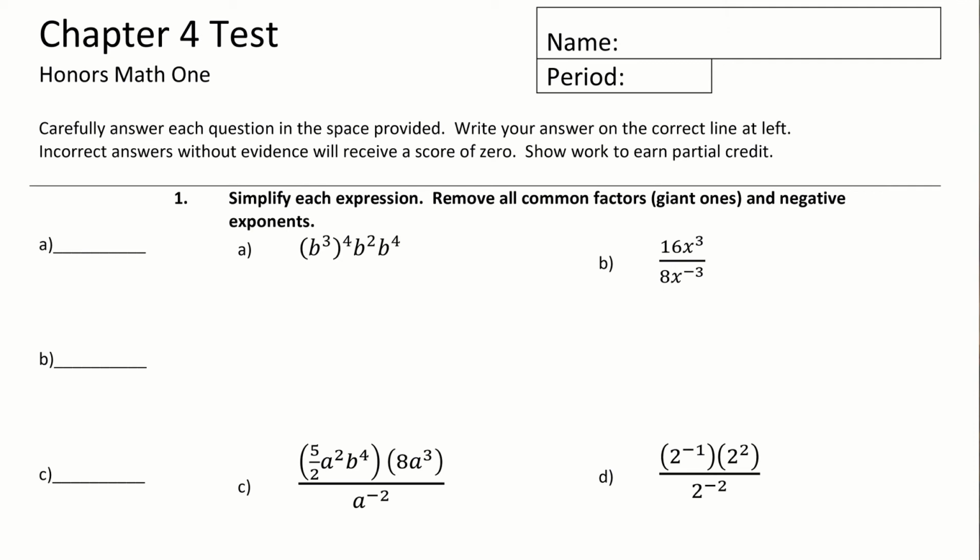So the first question, we are given four expressions, and we're asked to simplify them. It's a great tool to be able to do. One of our equation solving techniques involves rewriting chunks of equations, and when we simplify an expression like this, we're practicing that idea. We're practicing simplifying maybe a monomial inside of an equation and seeing if we can make that easier to deal with. It does say remove all common factors, giant ones, and negative exponents.